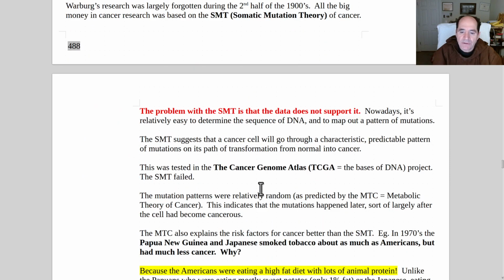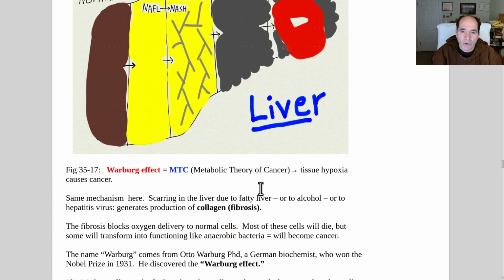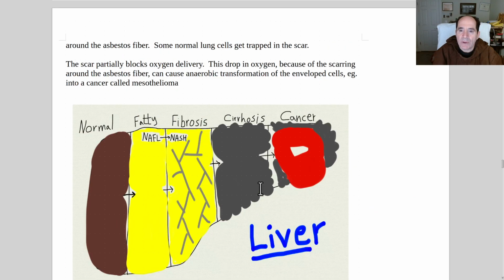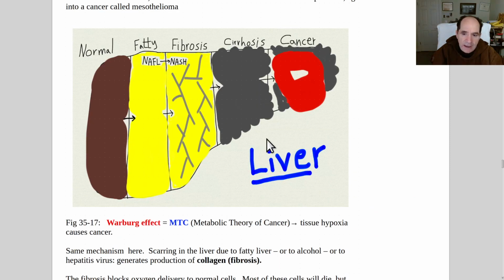Now, the somatic mutation theory, the problem with it is the data doesn't support it. As a matter of fact, I think that was good, what we covered today so far. And so what I'll do is we'll call it a day right now.